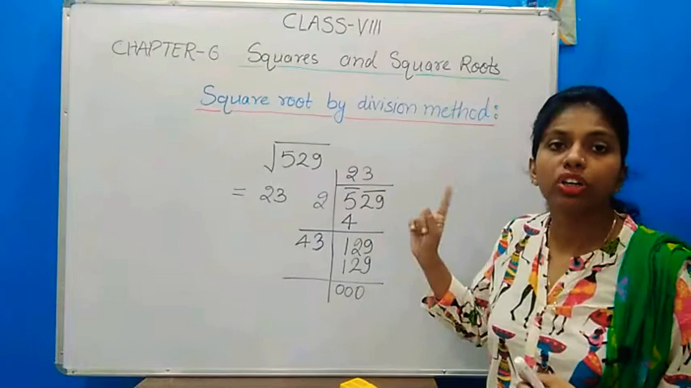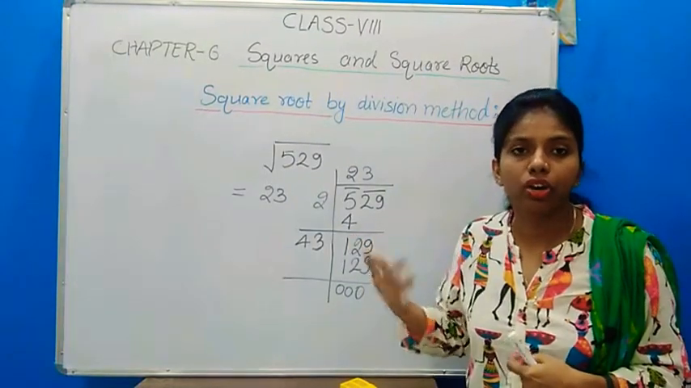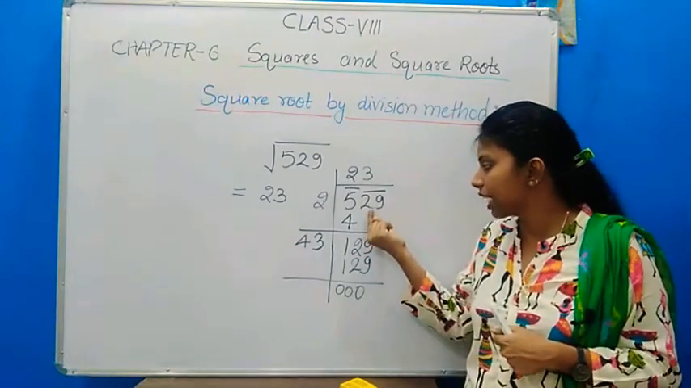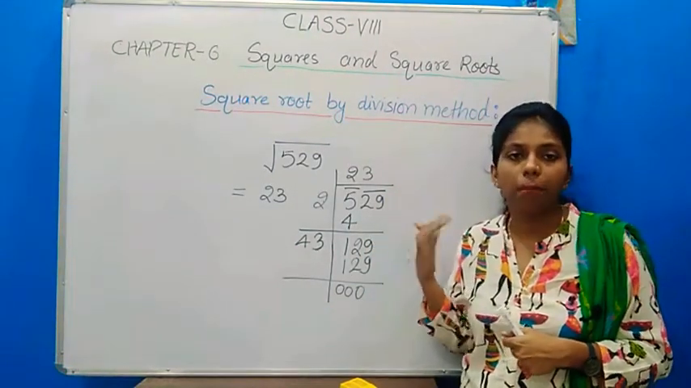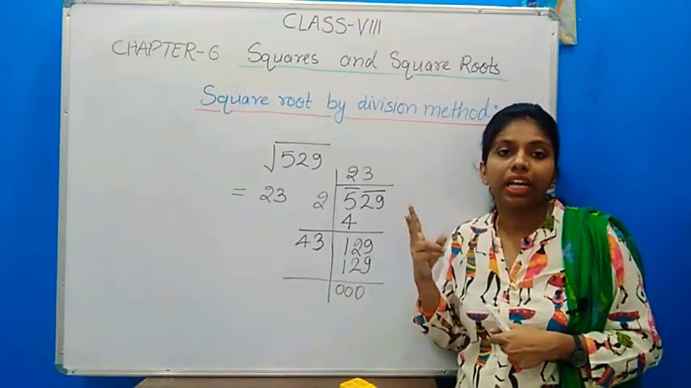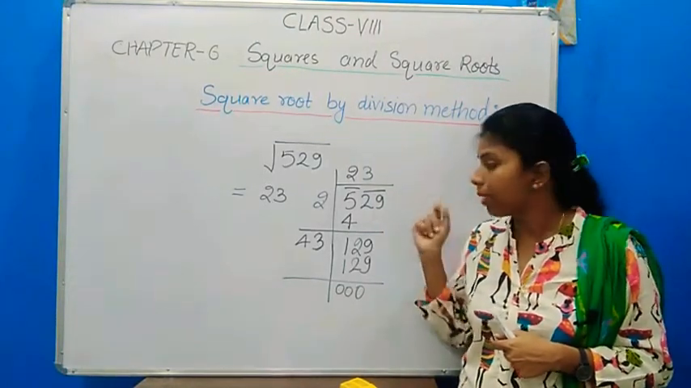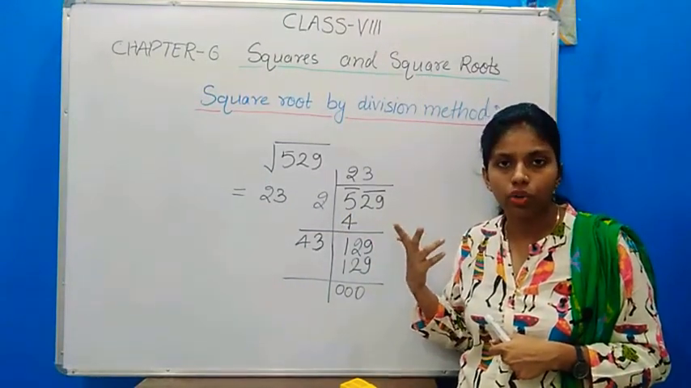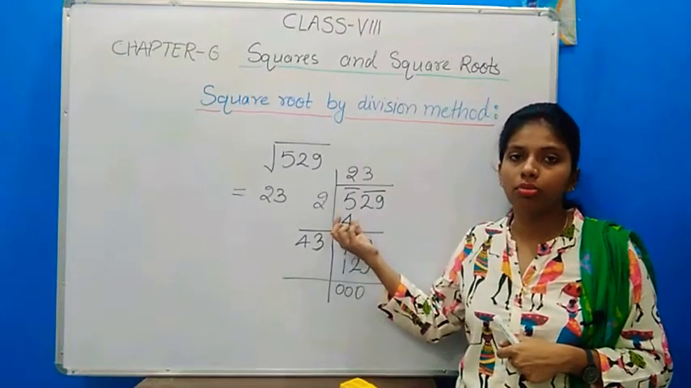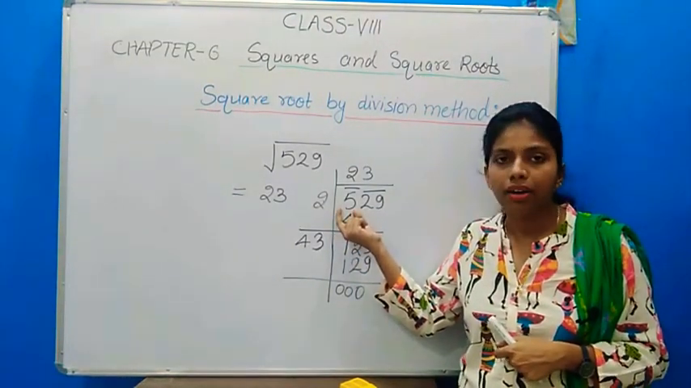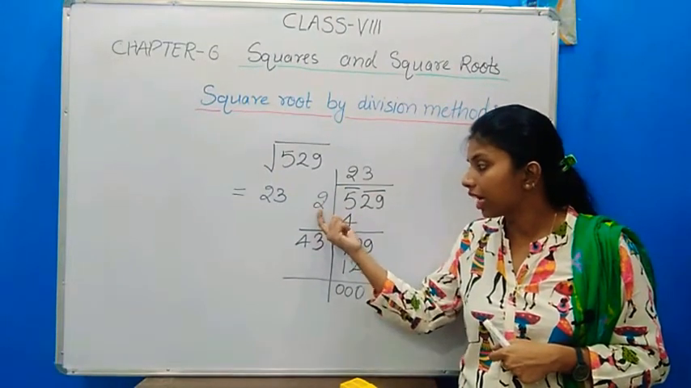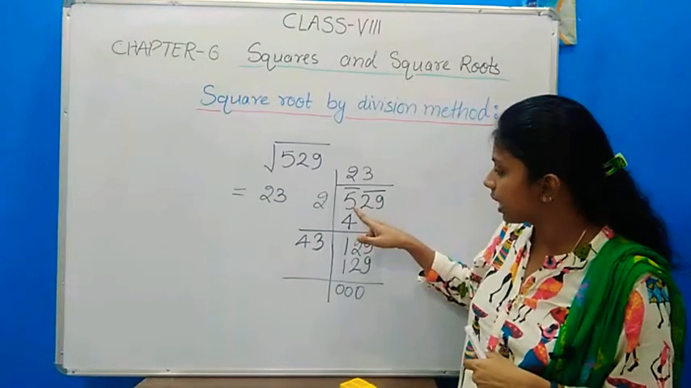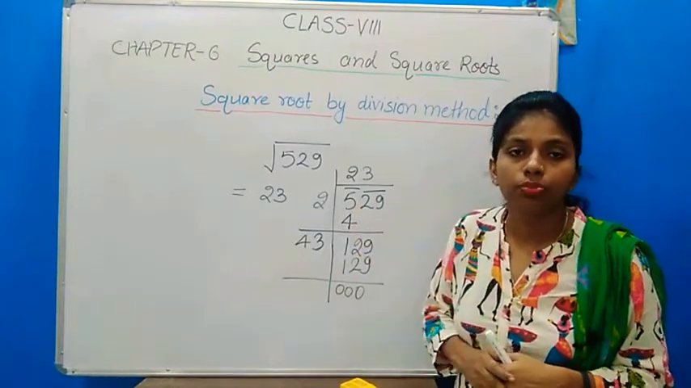In the first step, we are going to put a bar over each pair of numbers, starting from the ones place. From the ones digit we start putting the bar on every pair only, not a single number. At the end, we can put a single bar also. After that we solve the first leftmost bar, and we take the largest number whose square must be less than or equal to 5.